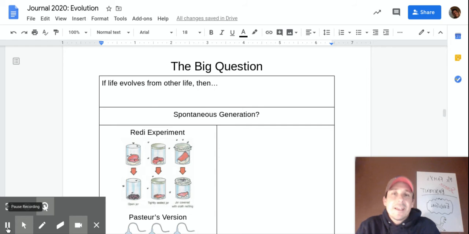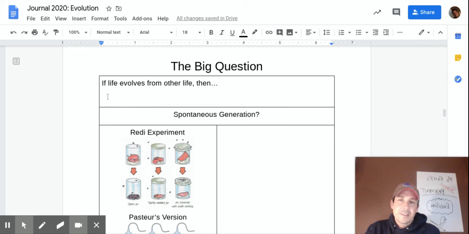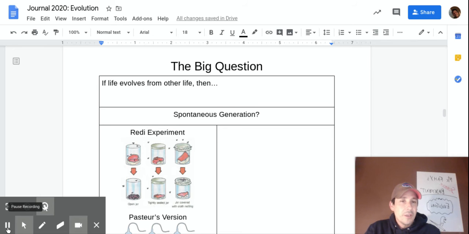So if we accept this idea that evolution is happening and has happened, and that life evolves from other life, and all the life that we have today is somehow related to each other through common ancestry, then there is one huge question that needs to be asked about that chain of life. And I'm just curious if you can pause the video right now and write down how you would finish this sentence. If life evolves from other life, then I'm going to pause it right there and have you finish that statement with a big question.